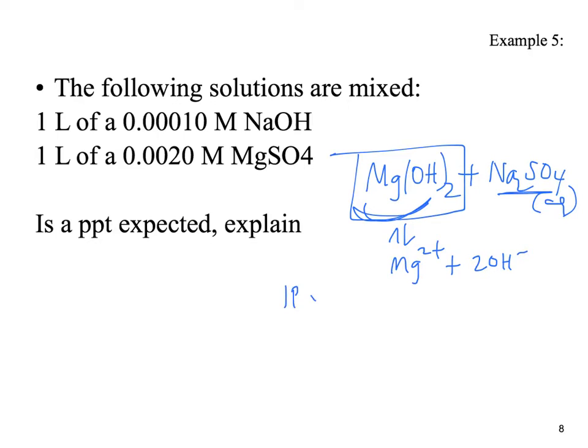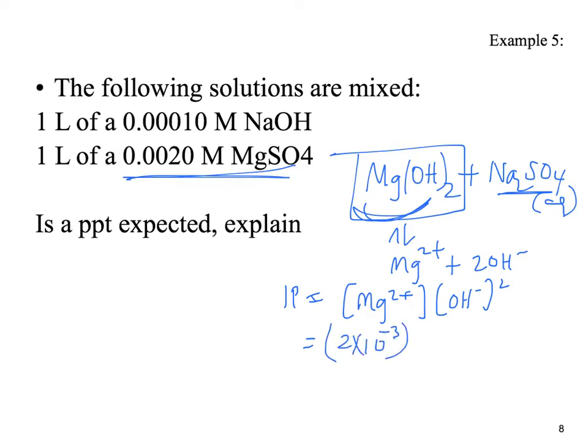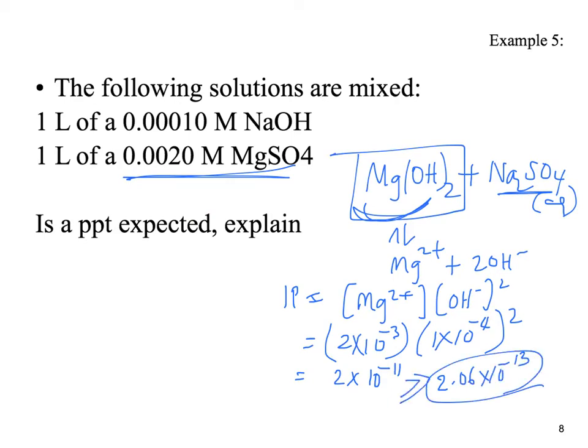So if you have to write down the IP, you would say it's the product of magnesium times the hydroxide, and we are going to take a square of that. Now, magnesium, the concentration is 2 times 10 to the power of minus 3. Hydroxide, the concentration is 1 times 10 to the negative 4, squared. And so your overall value is going to be 2 times 10 to the power of negative 11. And I'm going to compare that value again to the magnesium hydroxide value that we know from the solubility table. So magnesium hydroxide, the Ksp is 2.06 times 10 to the negative 13. Since this is 100 times greater, we would say yes, the precipitation will take place.